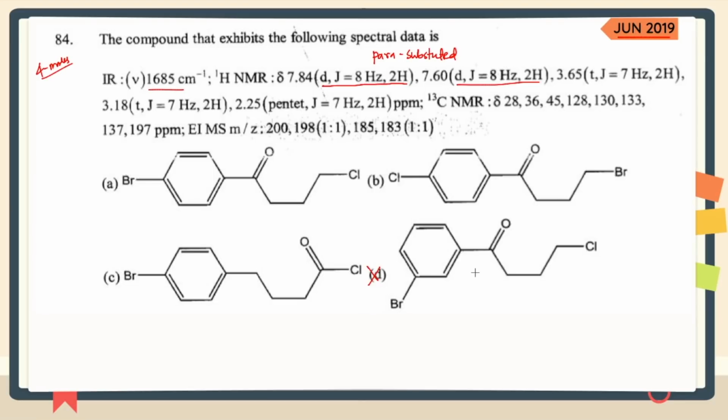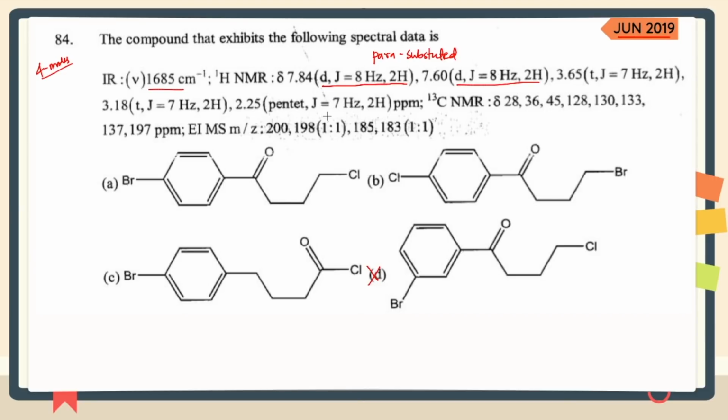Now you have to look for the other parts of the question. The other part says that you have 3.65 triplet, J is equal to 7 hertz with 2 hydrogen, and 3.18 triplet, J is equal to 7 hertz, 2 hydrogen. And one more is there, that is 2.25 pentet, J is equal to 7 hertz. So these are the three things which are given to you. So what does it tell you?